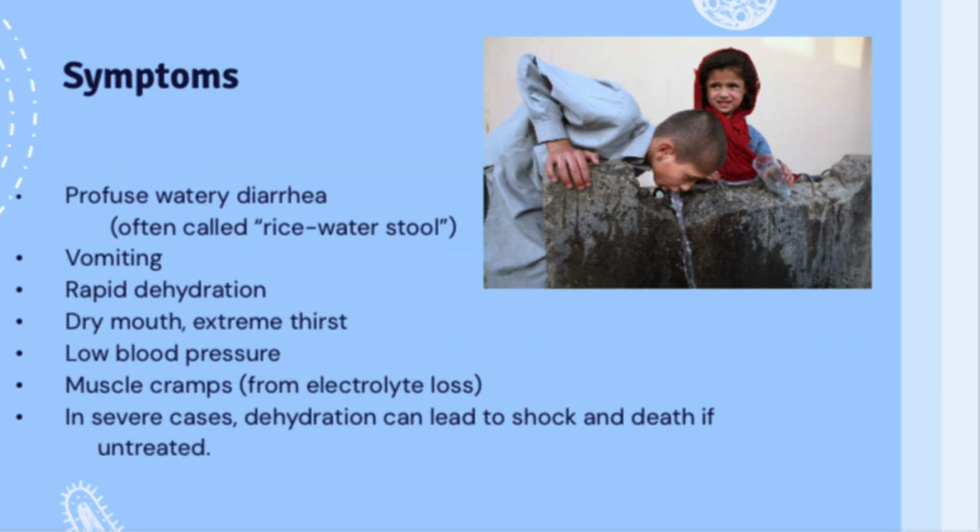The symptoms for this disease are profuse watery diarrhea, often called rice water stool, vomiting, rapid dehydration, dry mouth, extreme thirst, low blood pressure, muscle cramps from electrolyte loss, and in severe cases, dehydration can lead to shock and death if untreated.